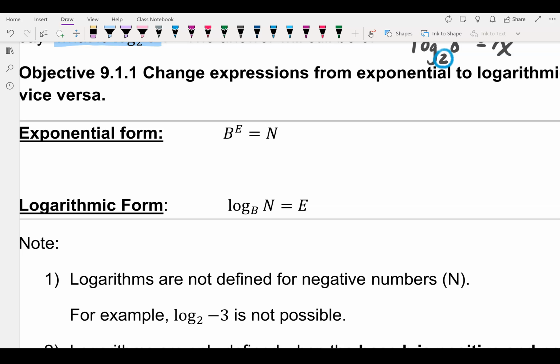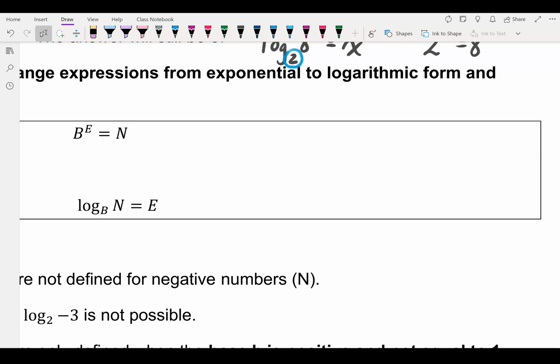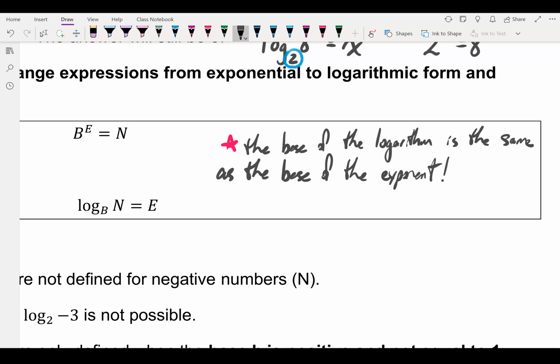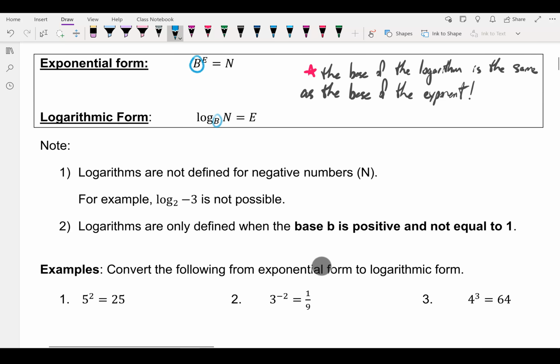So one nice thing to keep in mind is that the base of the logarithm is the same as the base of an exponent. You can see here, the base of this logarithm, the little number on the bottom of the log, is also the same number as we have on the bottom of the exponent. In fact, we can change between them freely depending on what we're trying to do.